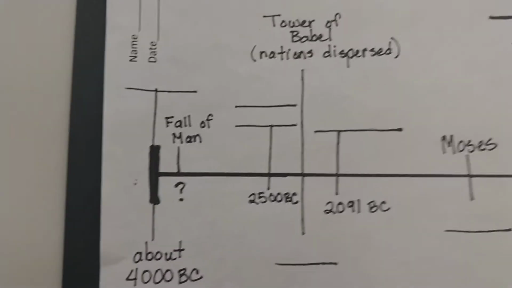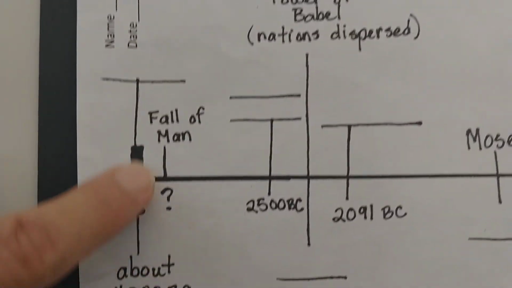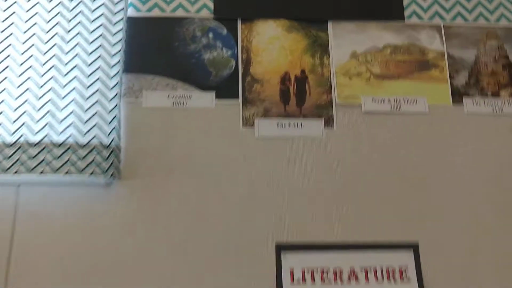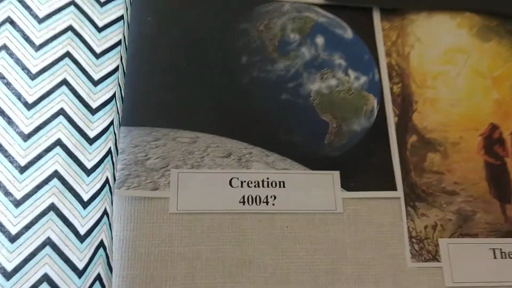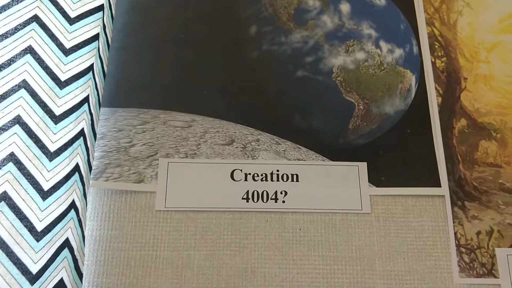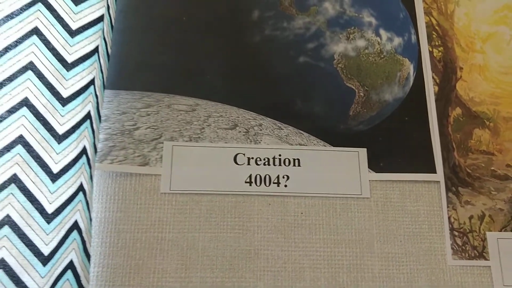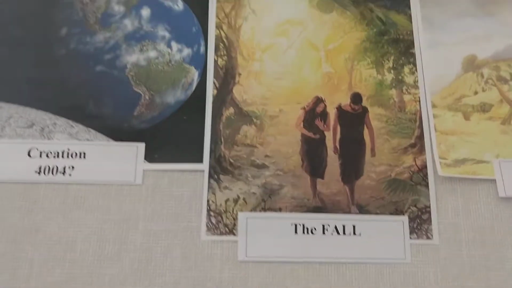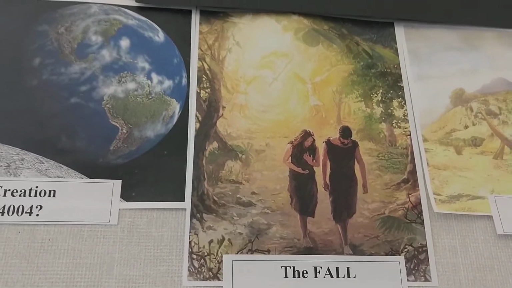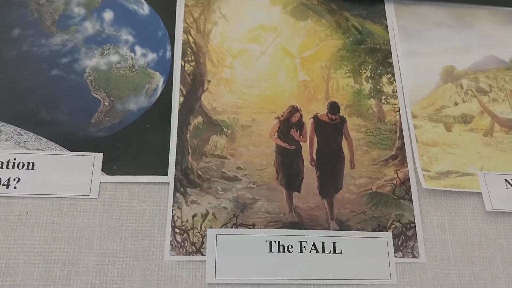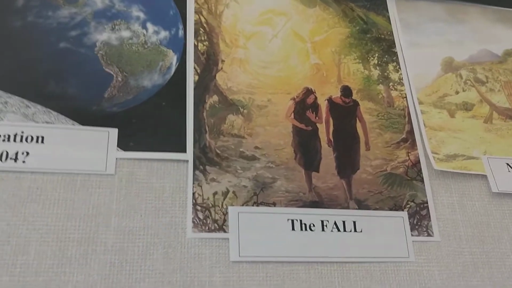All right. So, the very first thing, about 4000 BC, creation. So let's look at the timeline. Creation. We don't know exactly when this happened, but about 4000 BC. So write creation on that first line. The next thing to happen was the fall of man, when Adam and Eve sinned and they were thrown out of the garden. We don't have an exact date for that, so that's why there's a question mark there.